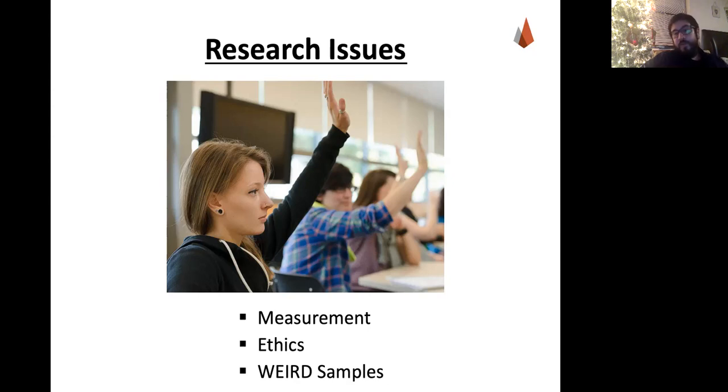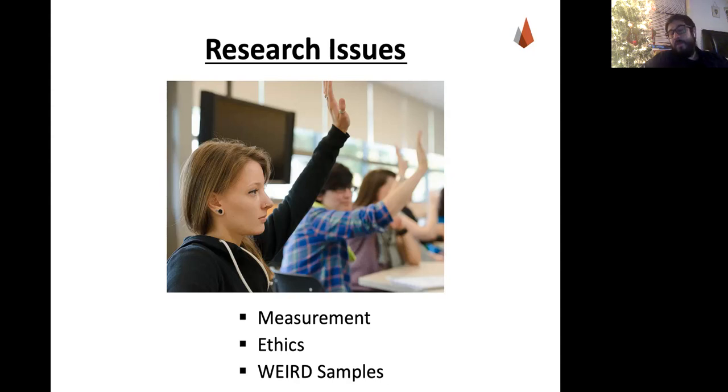And another issue, of course, is WEIRD samples. What does that mean? Well, many years ago, I had no idea what this meant, and now it's becoming kind of a common term in psychology. What a WEIRD sample means is a Western population. It's basically Western, educated, industrialized, rich, developed countries. That's what WEIRD stands for.